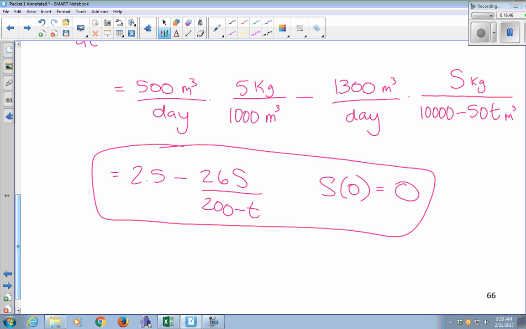That is the amount of water in the pond. Right. It started out holding 10,000 cubic meters, and then you're losing 50 cubic meters of space every day because trash is going in.